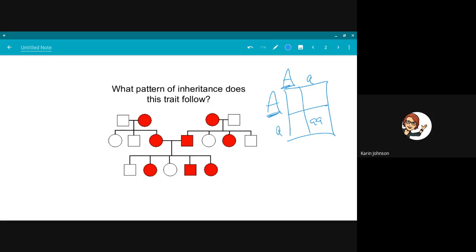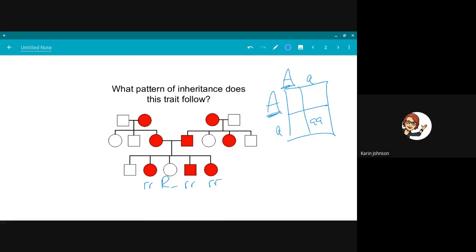Let me break it down for you. I'm going to use the letter R again. Let's pretend that this is recessive. So if it's recessive, this individual is little r, little r. This guy's big R something.